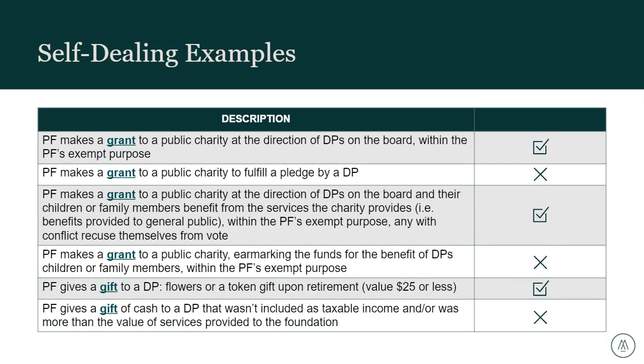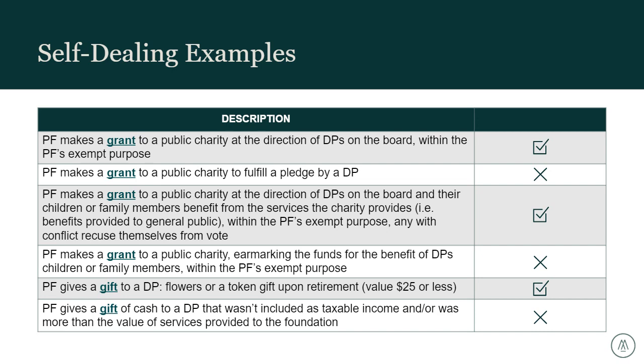Okay. Just a few more examples. The private foundation makes a grant to a public charity at the direction of disqualified persons on the board within the private foundation's exempt purpose. That's okay. The private foundation makes a grant to a public charity to fulfill a pledge by a disqualified person is usually not okay because that pledge was made by the disqualified person individually, so that's a self-dealing type transaction. So do watch out for that. Make sure that the pledges are signed by the foundation and are actually pledges by the foundation, not the individual person.